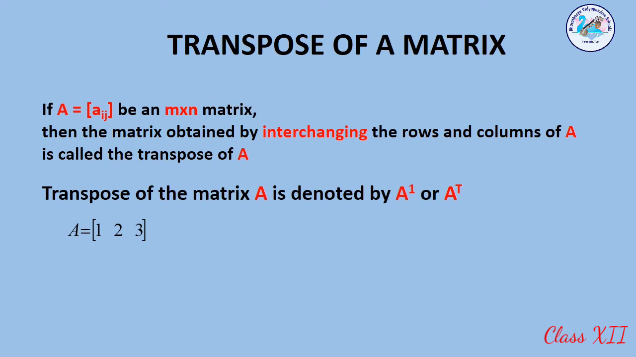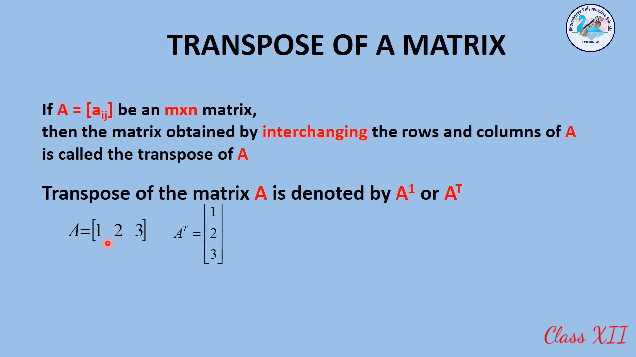Let's take an example. A is equal to matrix 1, 2, 3. As the matrix shows, it is having only one row and there are 3 columns, and it is called a row matrix. So to get the transpose of this matrix, this row you have to write as column. We have only one row, then this row will come as column. That is A transpose is equal to this 1, 2, 3 will be coming as column here. So here it was in row, but here it is there in column.